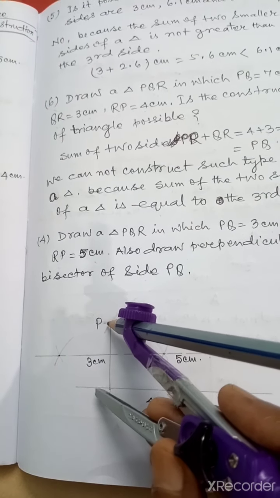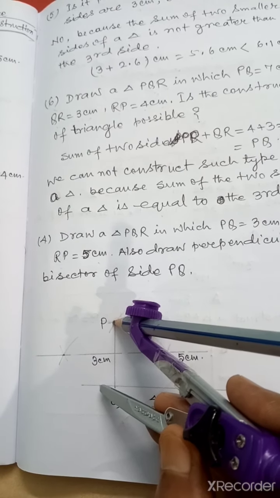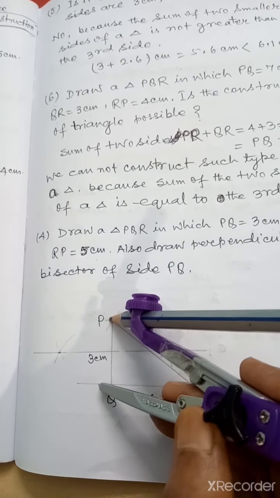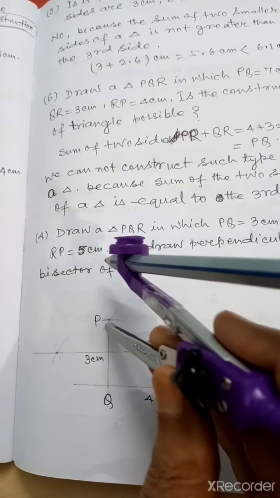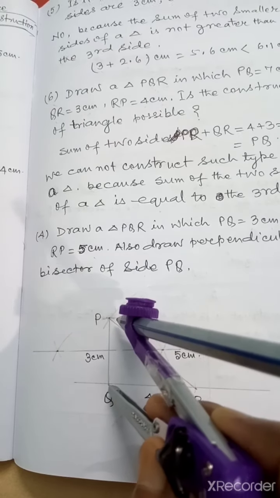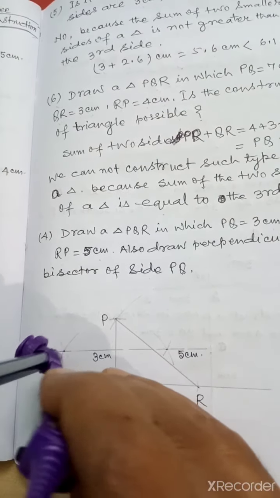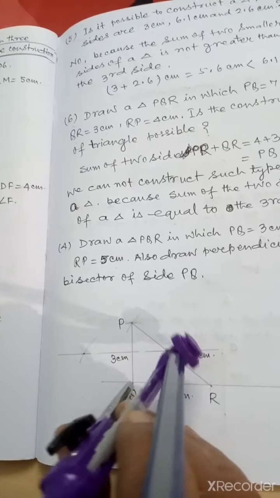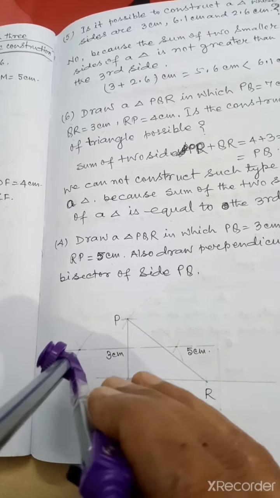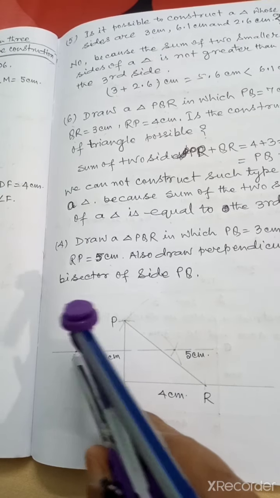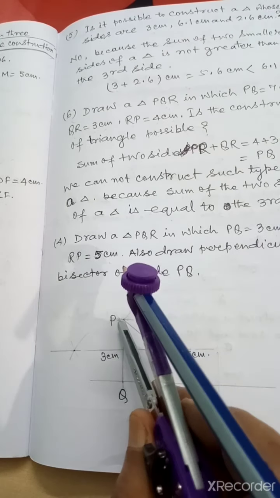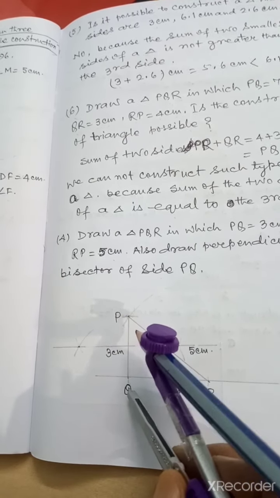So with P as a center, draw an arc which is more than half of PQ. Draw an arc right and left. Again with Q as a center, draw an arc; they intersect the previous arc. Join these intersecting points. These lines are the perpendicular bisectors of PQ.